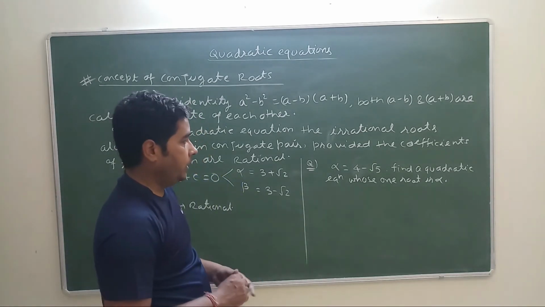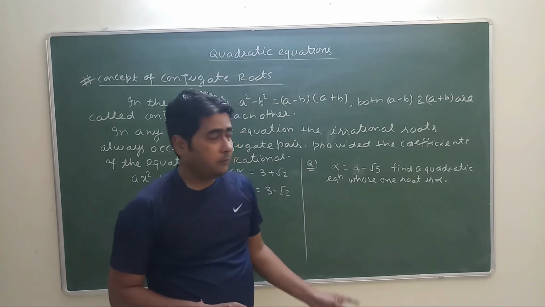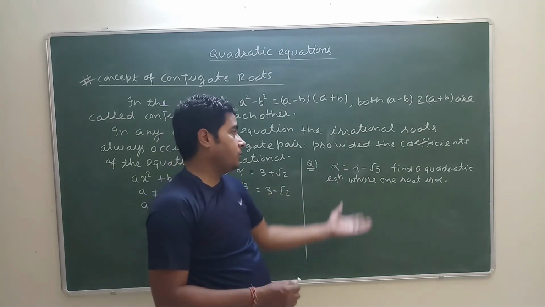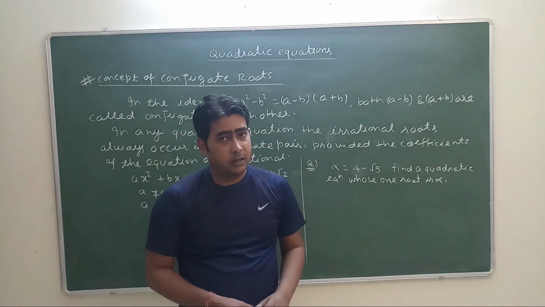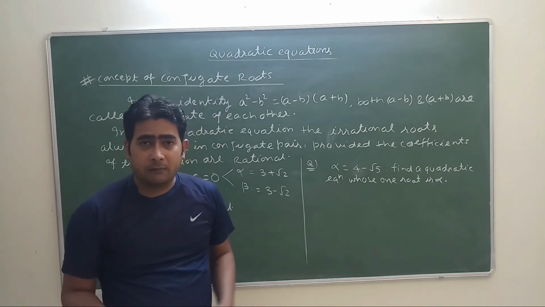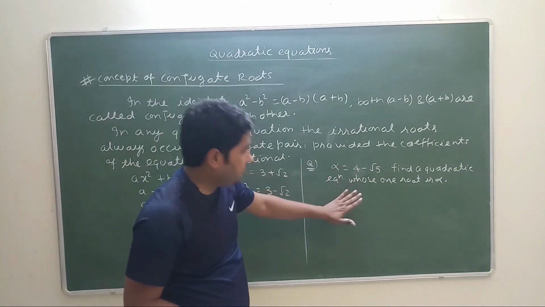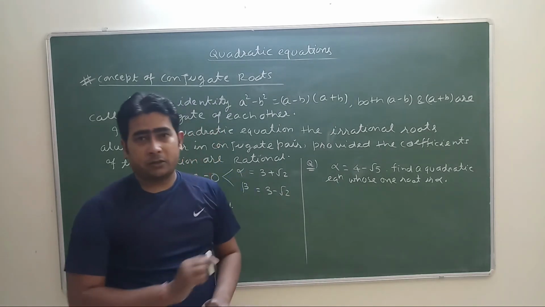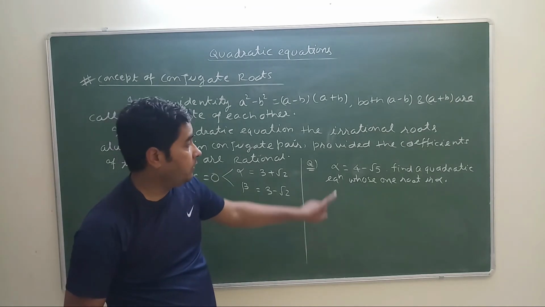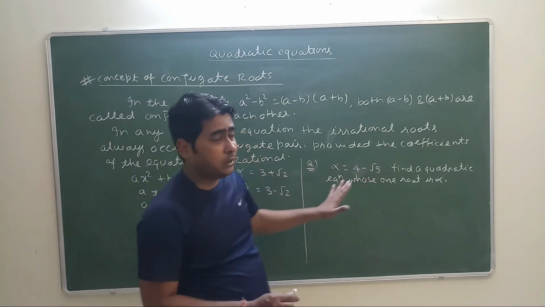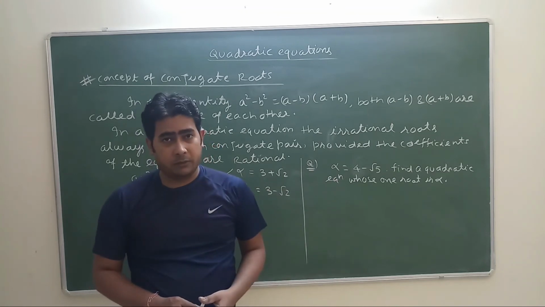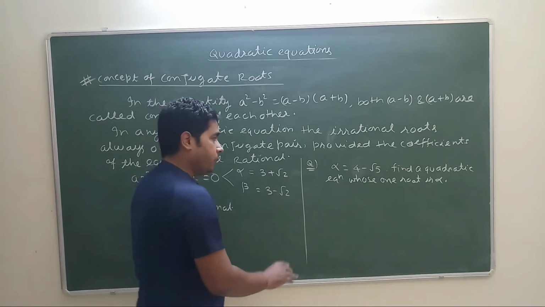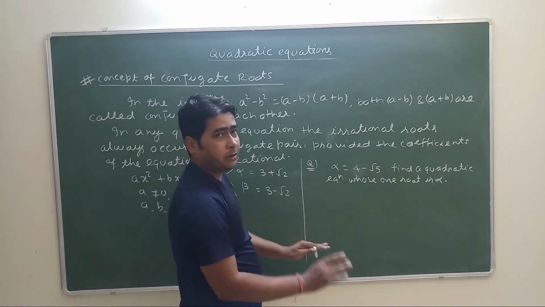But let me tell you, if A, B, C are not rational, we cannot solve this question. If A, B, C are irrational, we cannot solve this question. So to solve this question, we have to assume that A, B, C are rational, whether it is given or not, because without this information it will not be possible to find that quadratic equation.